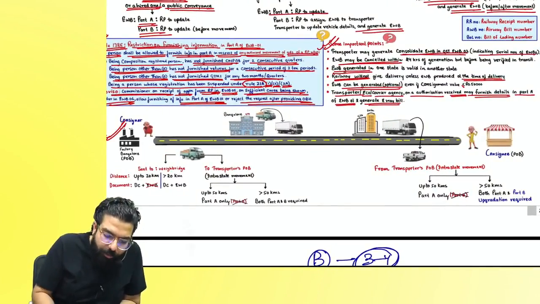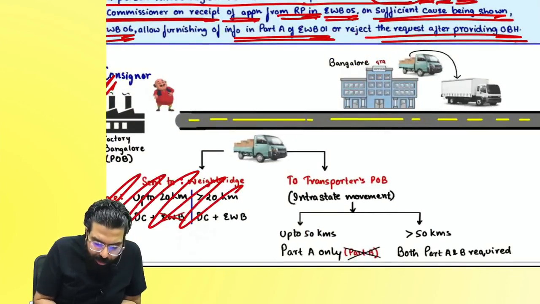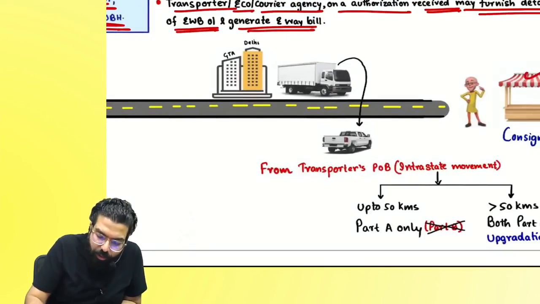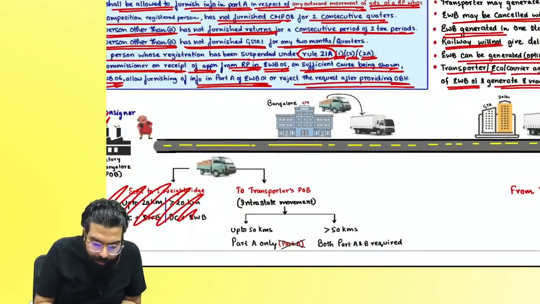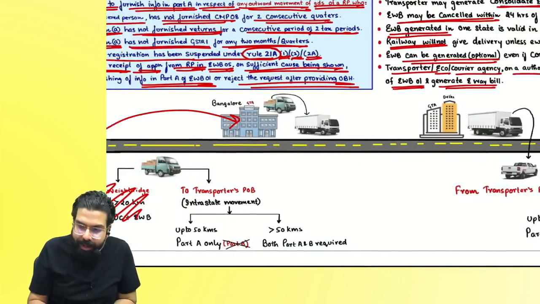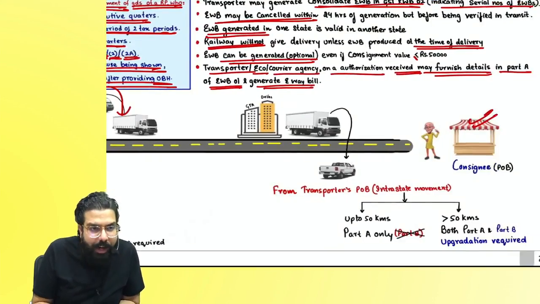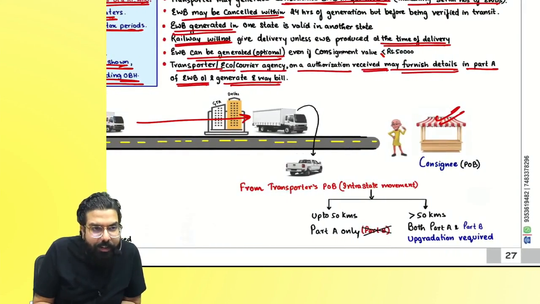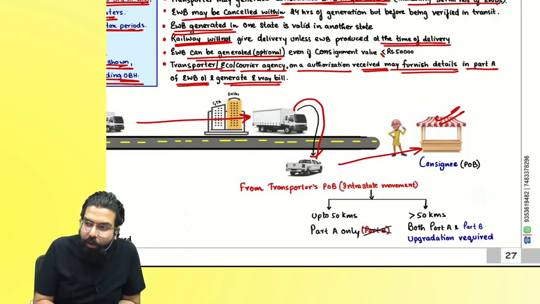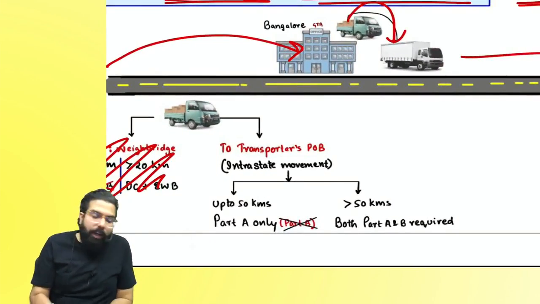Always remember, supposing a consignor has to send goods to the consignee, the consignor might first send the goods to the GTA. The GTA will load it in their truck and send it supposedly to Delhi, and then they will unload into a different truck and take the goods onward. Always remember, one exception is there.